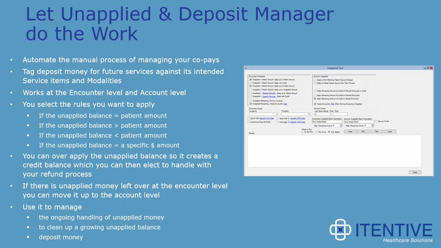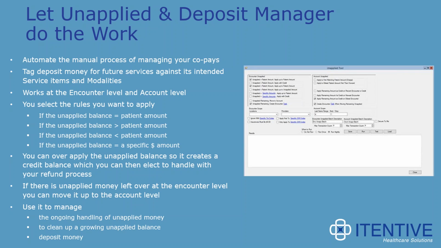If the unapplied balance equals a specific dollar amount, such as in copays, you know, a $10 copay or a $20 copay or a $50 copay, you can select how you want that to handle. You can over-apply unapplied balances, so it creates a credit balance, and you can then elect to handle it with your refund process. Some of our clients have our refund manager product, so it ties in very well with our refund manager product.